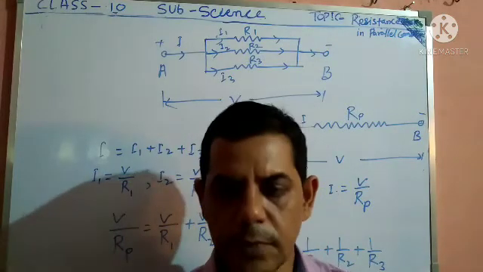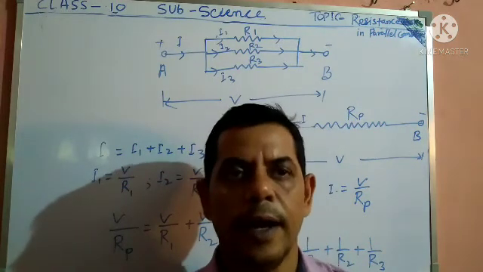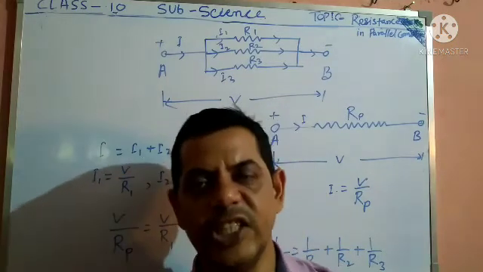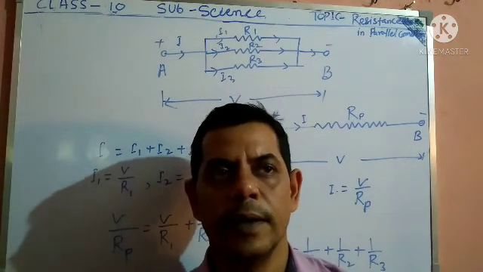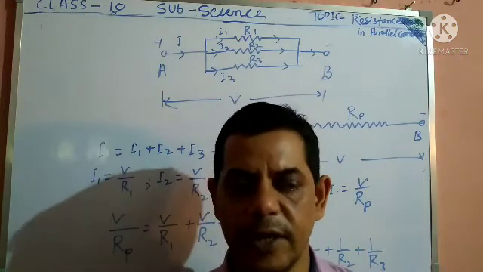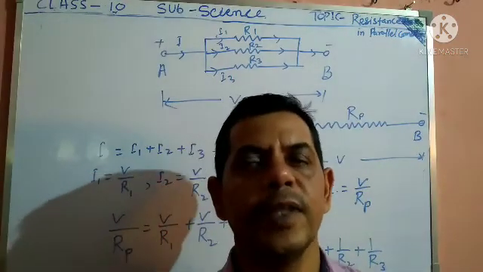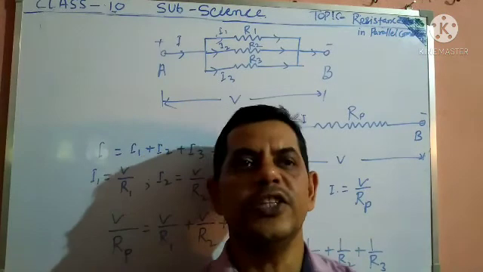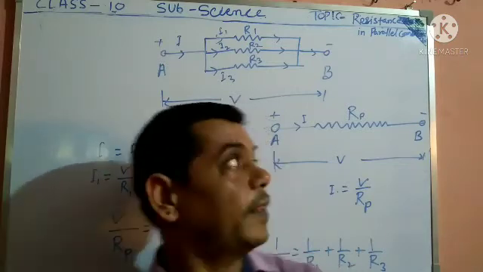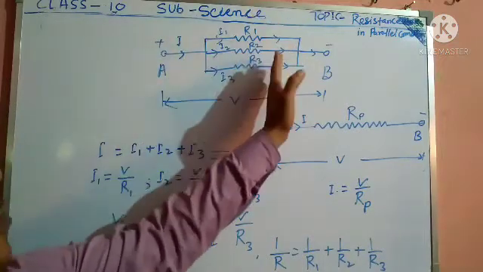When more than one resistance are connected in parallel, that combination of resistance is said to be a parallel combination of resistance. So, three resistances R1, R2 and R3 are taken, and a potential difference V is applied, with end A the positive end and B the other, negative end. R1, R2 and R3 are connected in parallel.